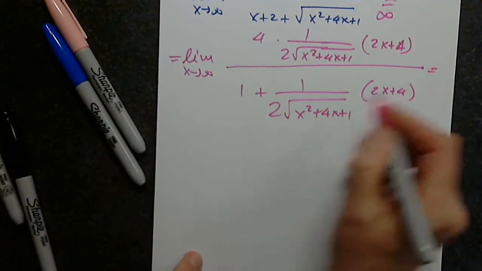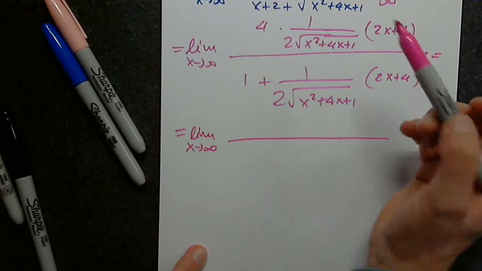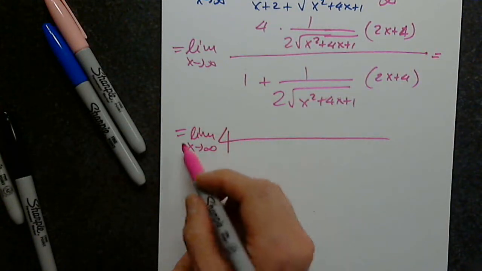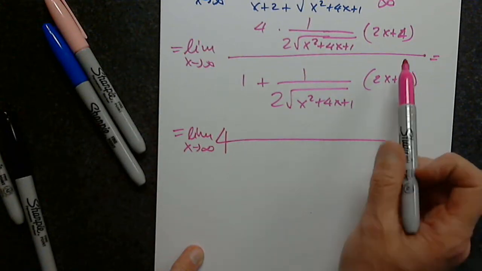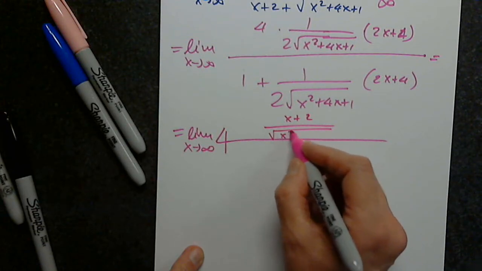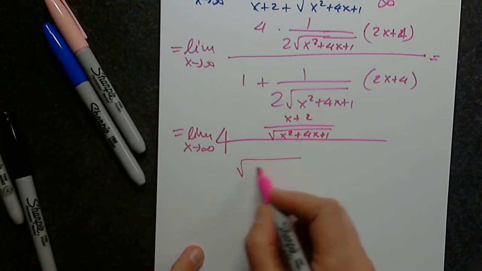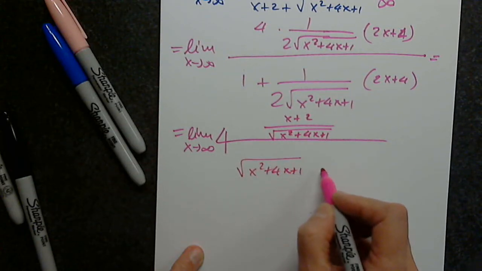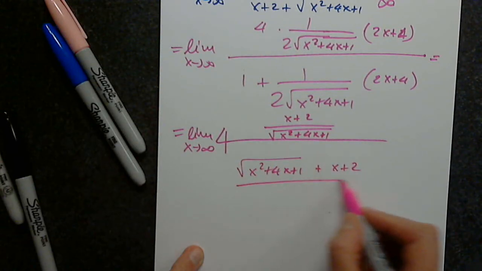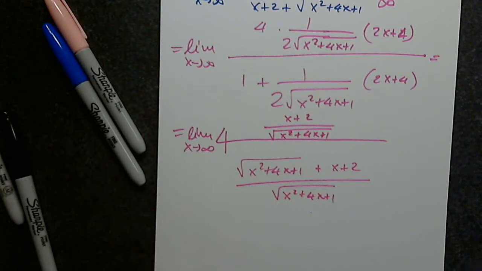So let me just show one more step since we're here, because now I'm curious. The 2 from here with the 2, so these 2 go away, so there is still a 4, which I can put in front of the limit. I don't care for it. So the numerator is x plus 2. The denominator is the square root of x squared plus 4x plus 1. Now here it's again the square root of x squared plus 4x plus 1 and plus x plus 2 over the square root of x squared plus 4x plus 1. And I go around in circles.